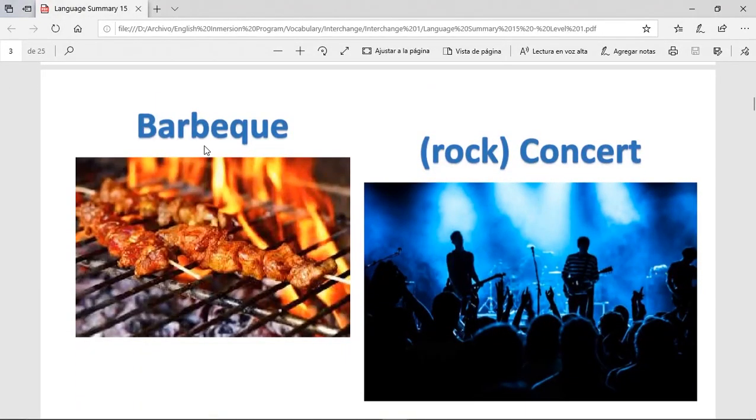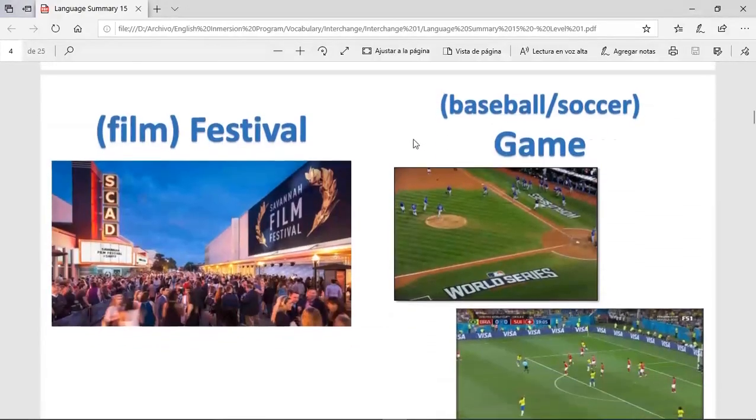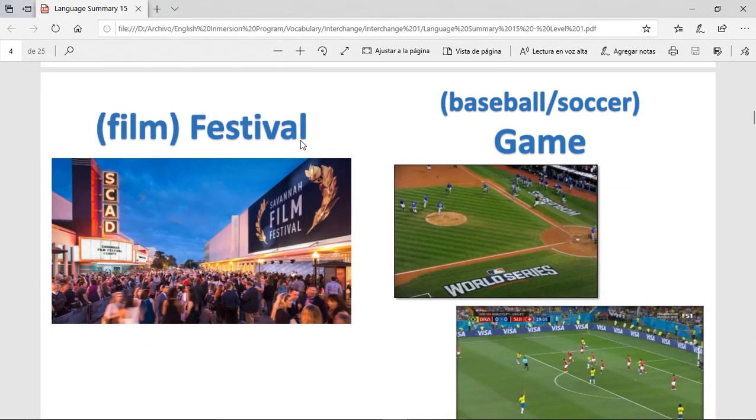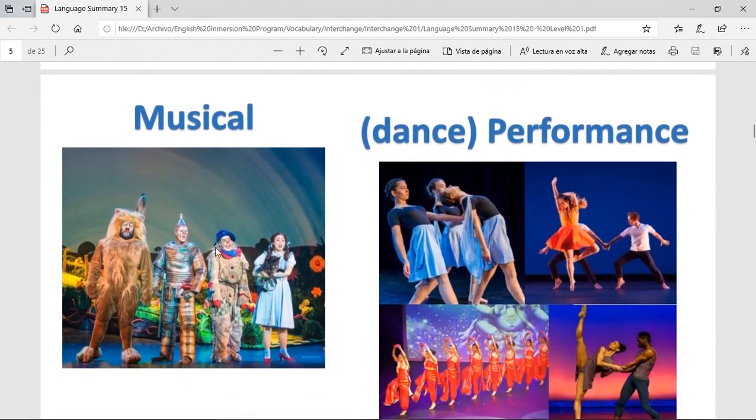A barbecue, having a barbecue can be a good leisure activity. Going to a rock concert or any other concert. Going to a film festival, a festival where you watch films, you watch movies. Okay. Going to watch a baseball game or a soccer game or a football game or a basketball game or any other game can be a leisure activity.